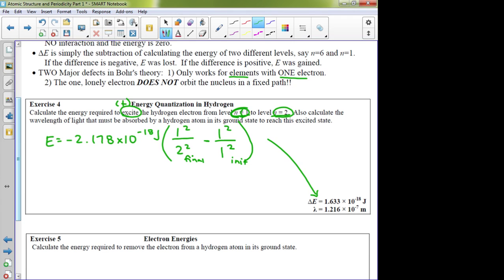And then it asks me to calculate the wavelength. If I have energy, can I find wavelength? Yes, I can, because I know energy is equal to Planck's constant times the frequency. So that's the same thing as Planck's constant times c divided by wavelength. So all I have to do is solve for my wavelength, correct?